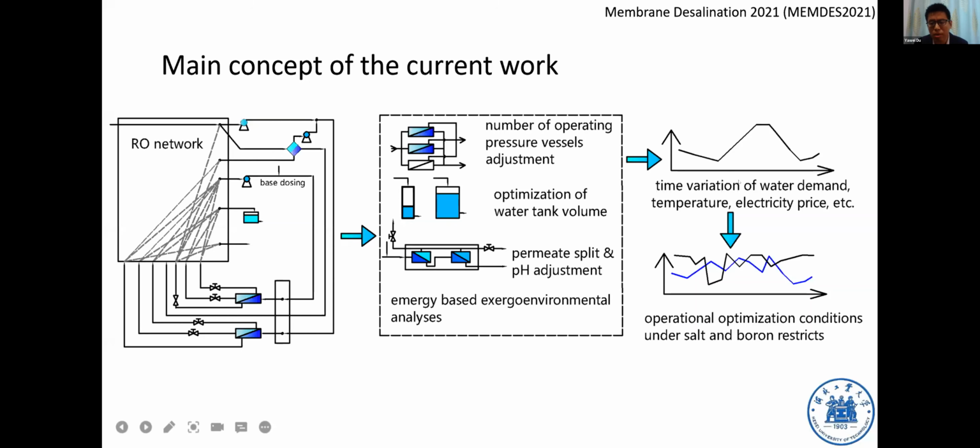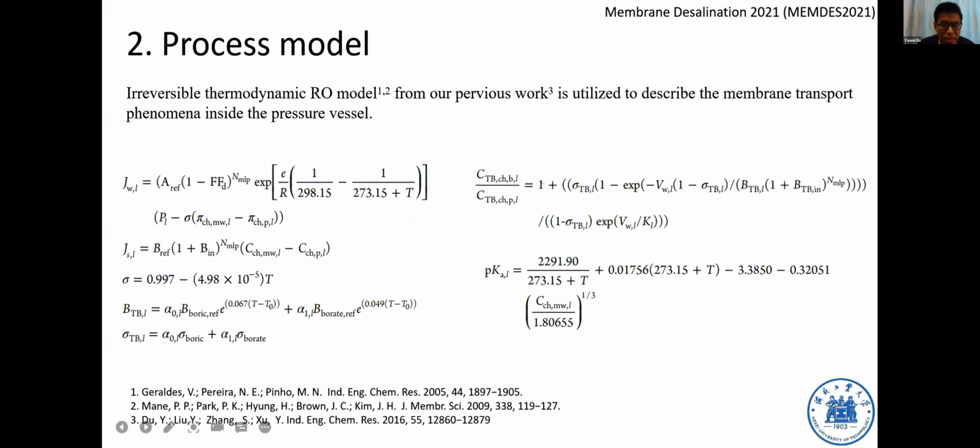So if we give the time variation of water demand, temperature, and electricity price, we can get the best system design and the operation conditions subject to the boron restriction. Part 2 is the process model.